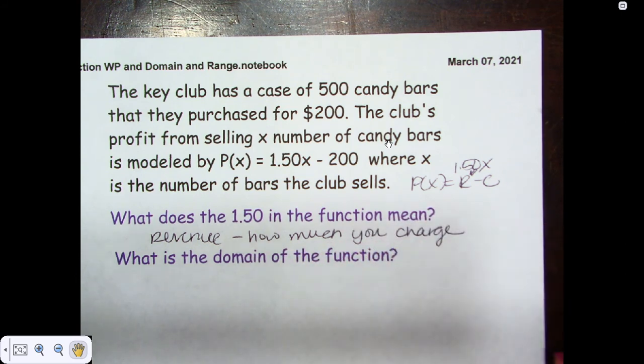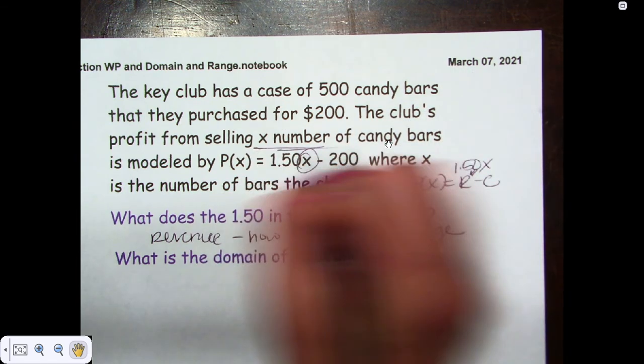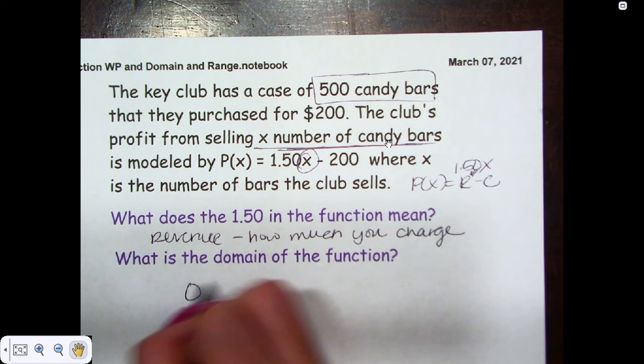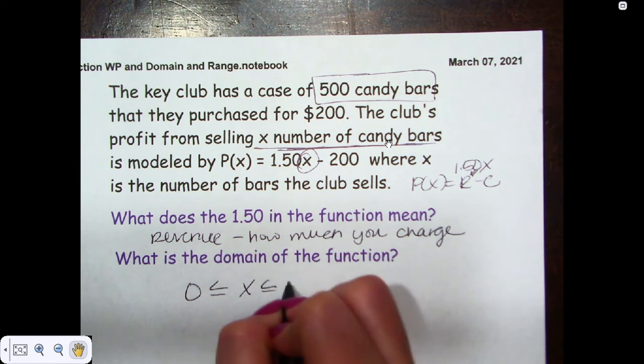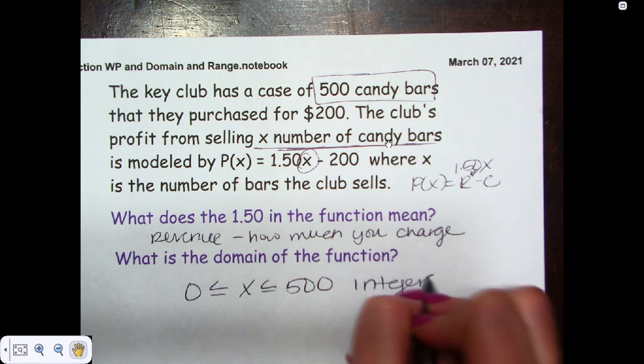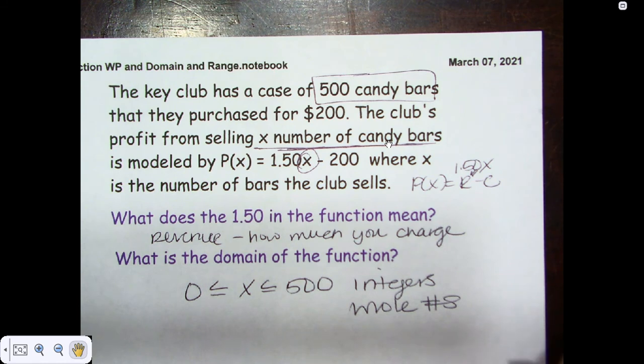Okay, and the domain are your x values. Well, x here is the number of candy bars. Well, you only have 500 candy bars, so your domain is going to be from 0 to 500. And again, you can put that those are integers or whole numbers. Either will work. A lot of times it'll be multiple choice, so they're going to have both.